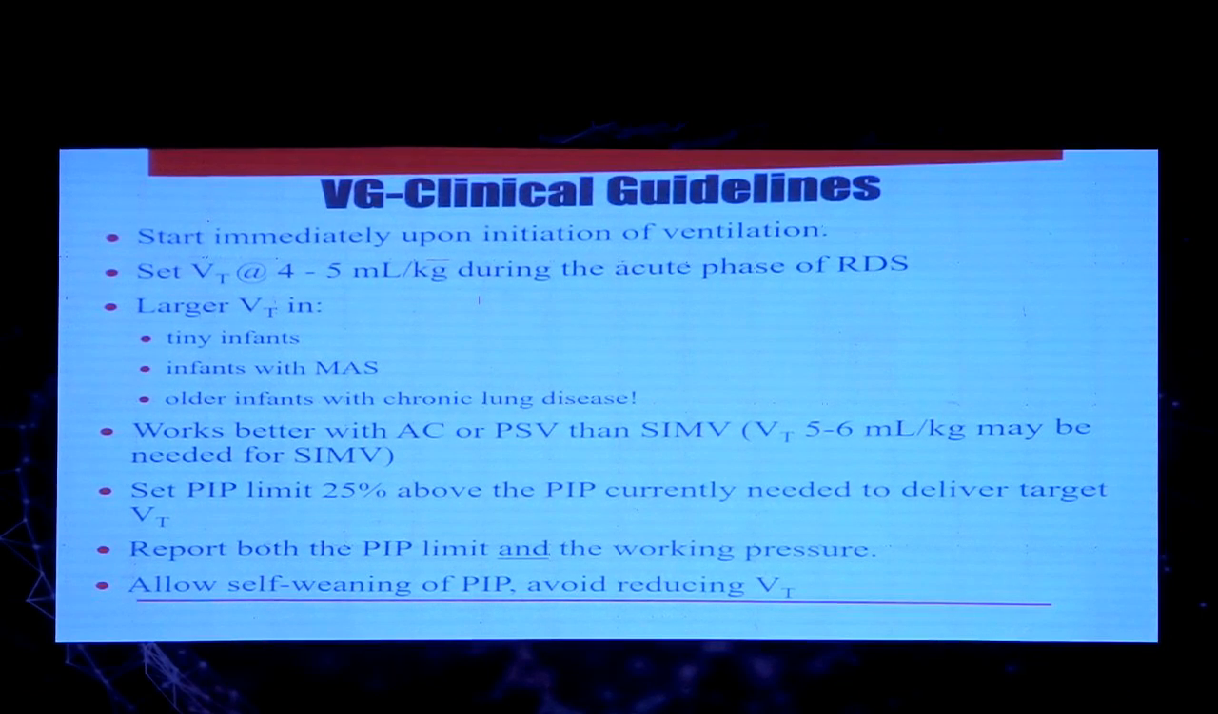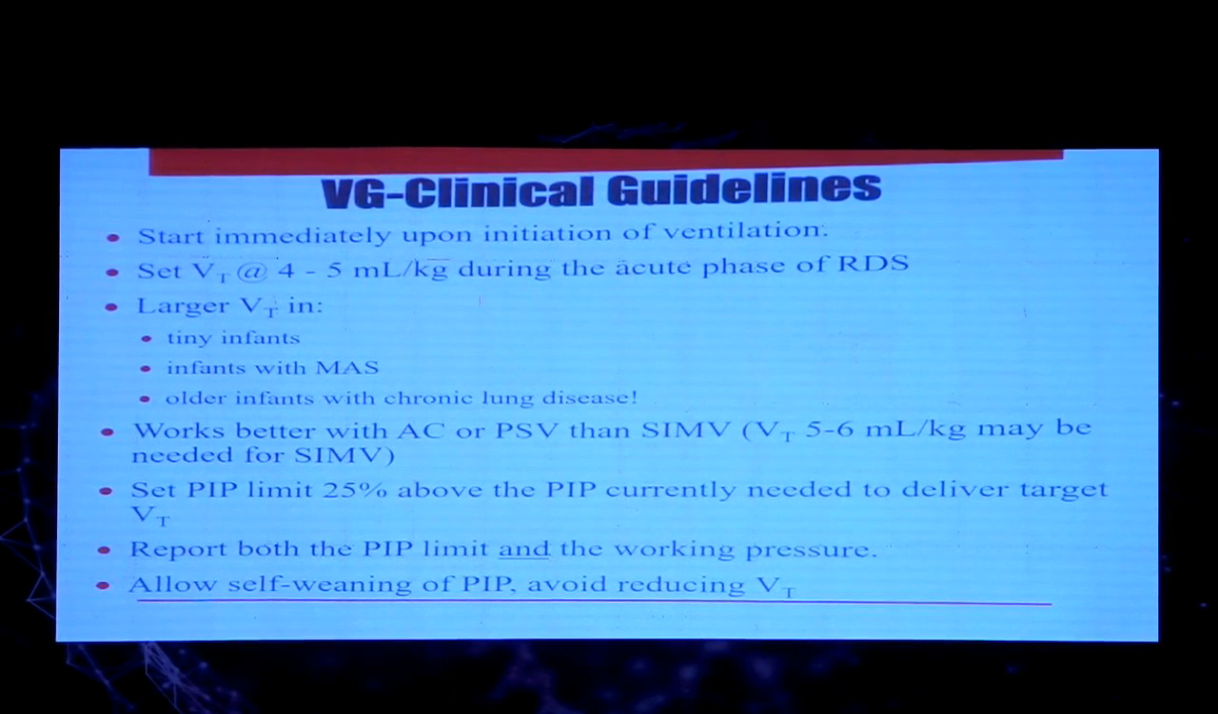Set the PIP limit 25% above the PIP currently needed to deliver the target tidal volume, and report both the PIP limit and the working pressure to see how the baby is doing. So the baby will maintain the same tidal volume, but using lower pressure. That means the baby is improving. Allow self-weaning of PIP and avoid reducing tidal volume. It's a self-wean.